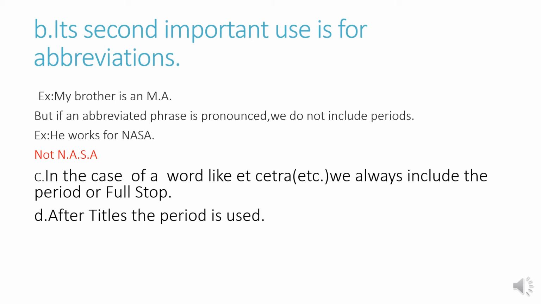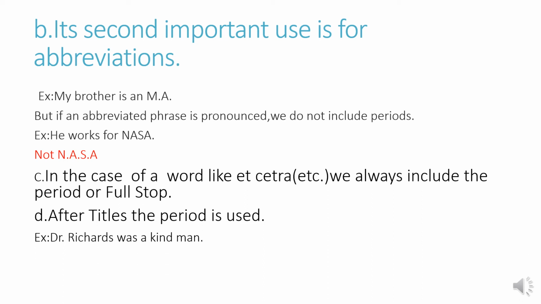It is also like the earlier one, number B, where its second important use is for abbreviations. Title means the degree of address, so after the titles the period is used. Suppose doctor, so Dr., after Dr. we use a full stop. Or after Mr., Mrs., Miss. So after the titles we use which of the punctuation marks? We use full stop or period.